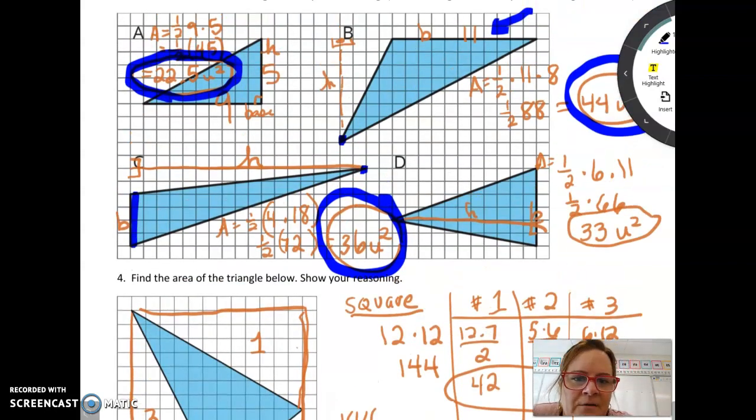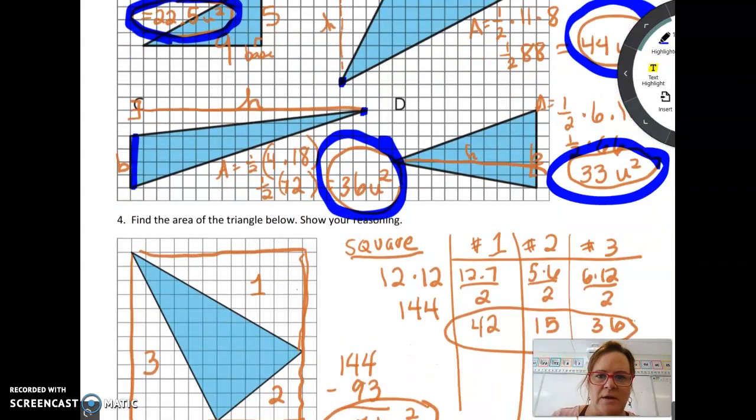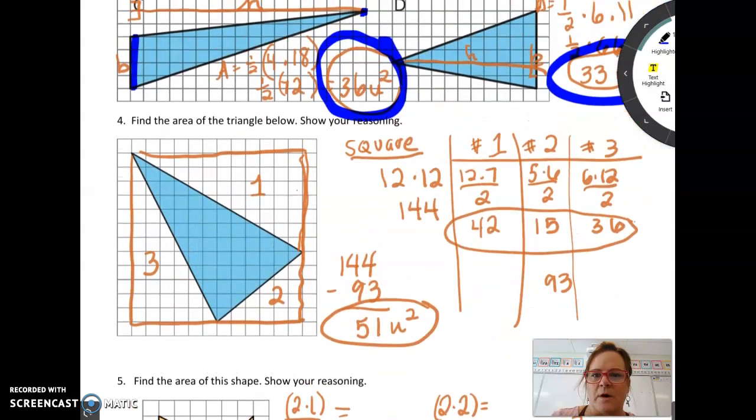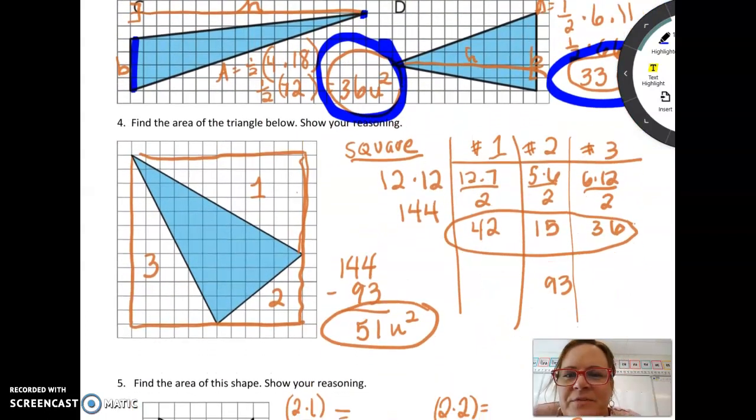And so I just went to that top vertex, came straight down, perpendicular line. Half of 66 is 33 square units. All right, number 4. I love this one. I think these problems are so fun.